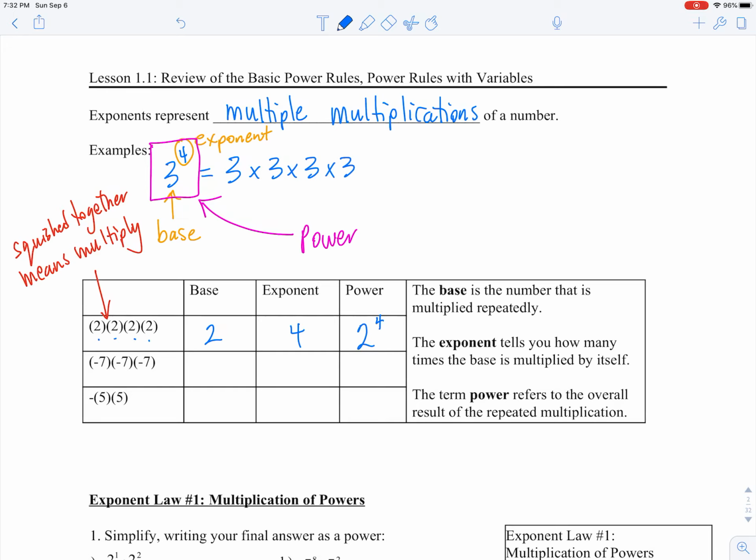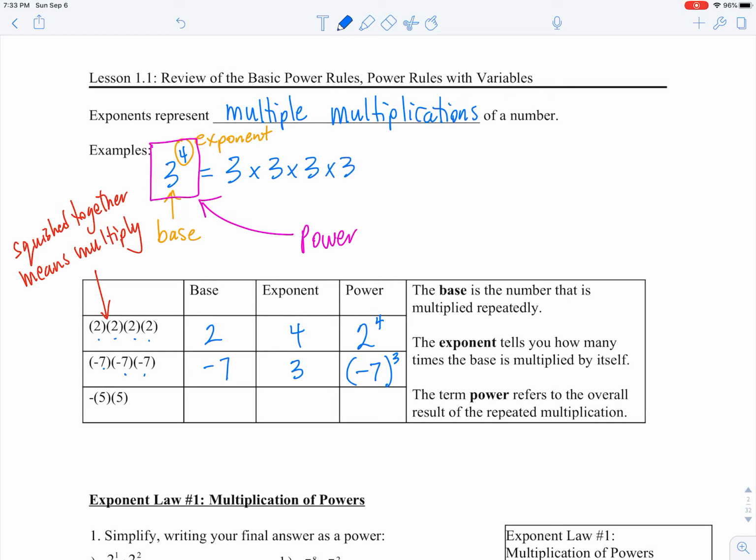For the next one, we have minus 7 3 times. So the base is minus 7. It got repeated 3 times. And I would write that as minus 7 inside brackets. It's really important to have the brackets because the brackets tell you that the minus stays with the 7 every one of those 3 times it gets repeated, and to the power of 3.